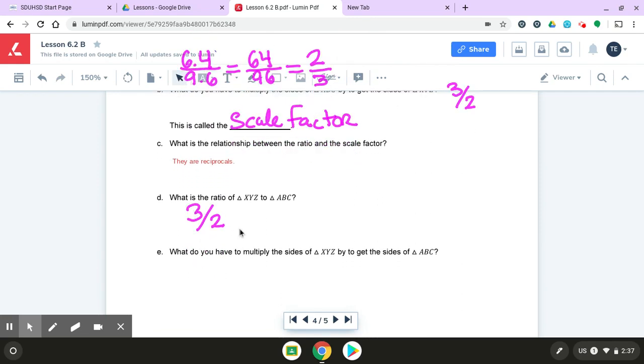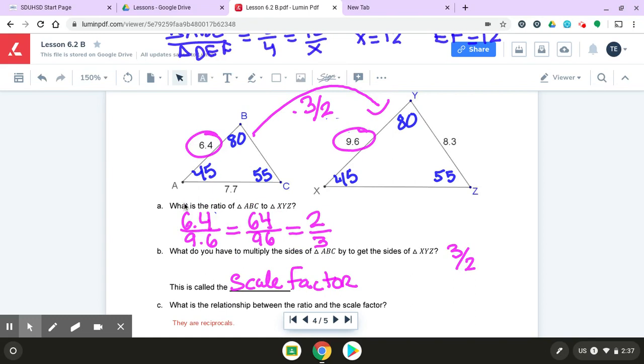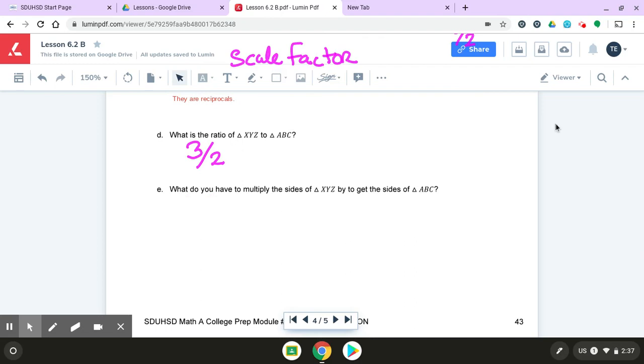What do you have to multiply the sides by? So here we're trying to go from the big triangle to the little triangle. If we're going from the big triangle to the little triangle, we have to multiply by something that's less than 1. So we're multiplying by 2/3. So here we have to multiply by 2/3.